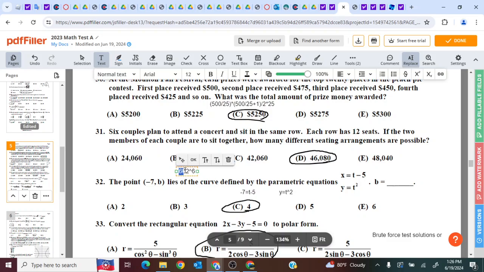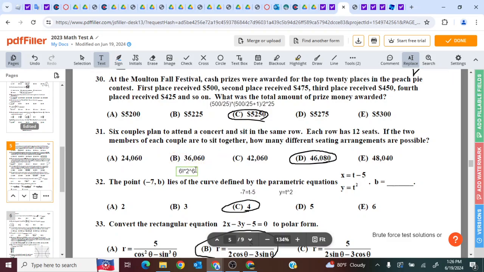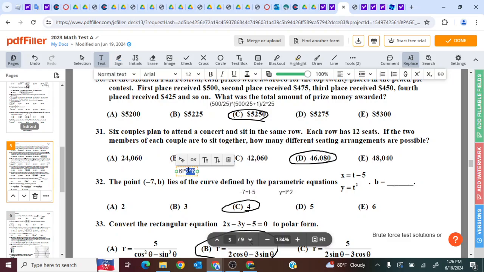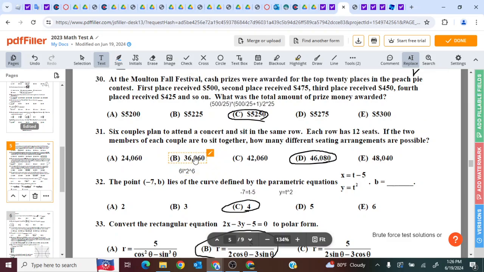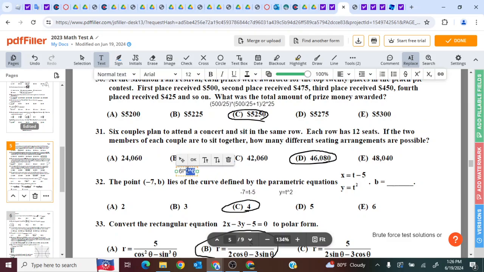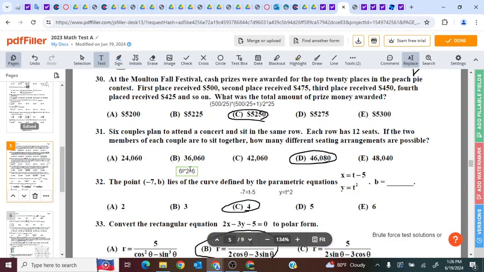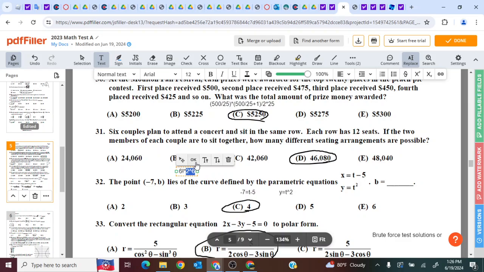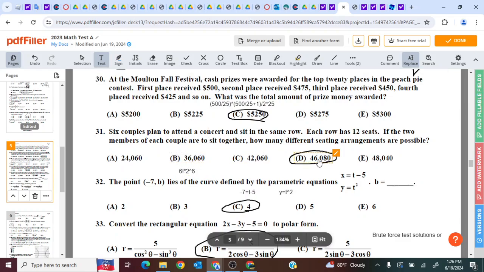6 times 5 times 4 times 3, etc. And then for each of those couples, each person can sit either on the left or the right. So for each, there are 2 possible ways a couple can sit. So you multiply by 2 to the power of your 6 couples. And if you do that, you get 46,080.